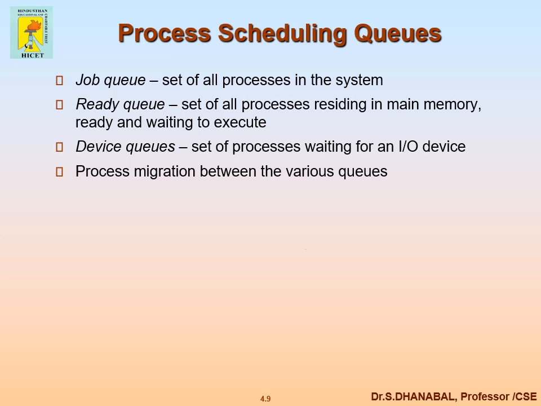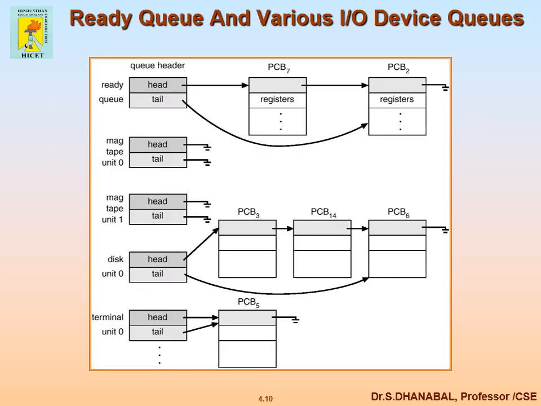A device queue is a set of processes which are waiting for an input output device. This is also in the form of a linked list. So we have a ready queue, PCB1, PCB2, and so on.